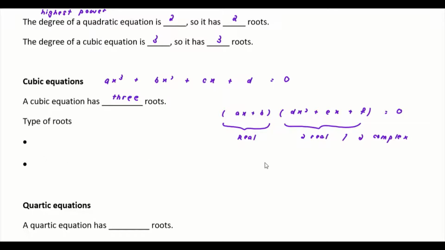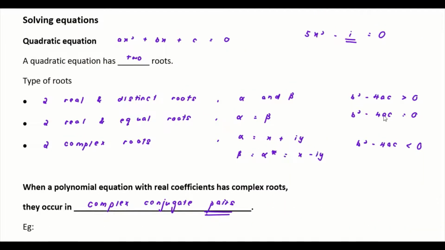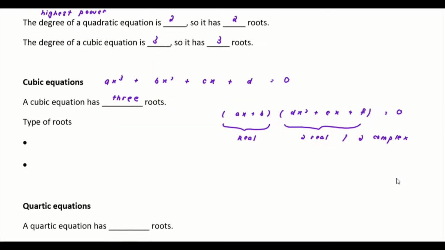We are not going to talk about whether it's distinct or equal. We are just treating them the same, so we are only differentiating whether real or complex. We don't care about distinct or equal, because b squared minus 4ac only applies to quadratic equations. Why you can do so is just because of the formula that you have, the square root of b squared minus 4ac. For the other equations, you cannot use b squared minus 4ac.